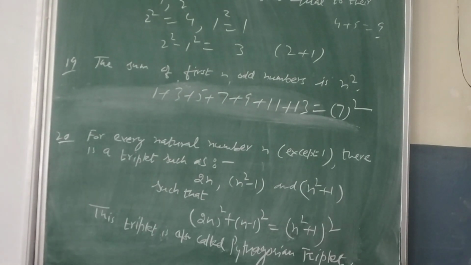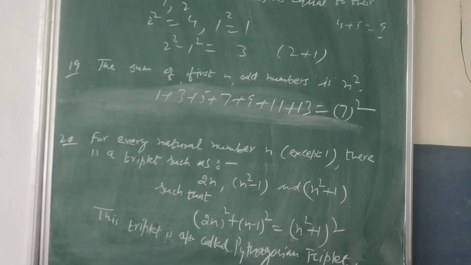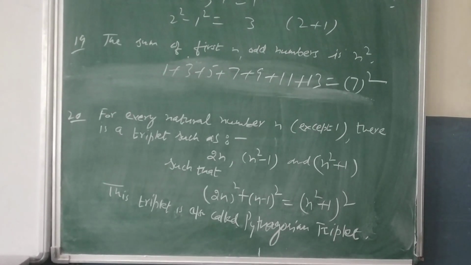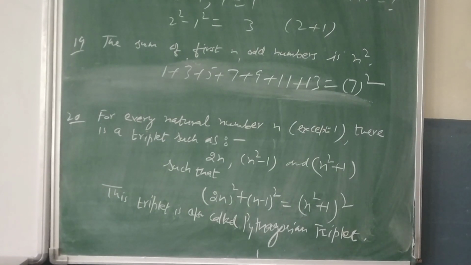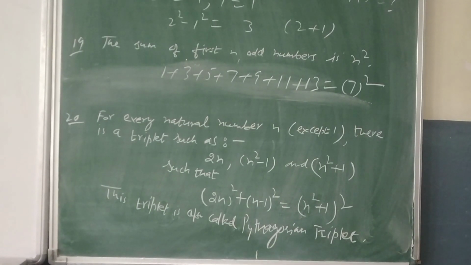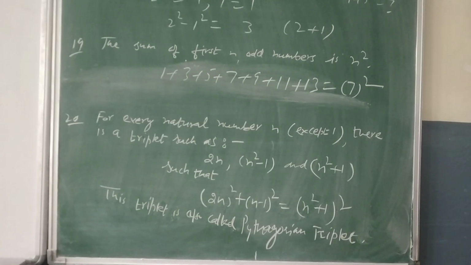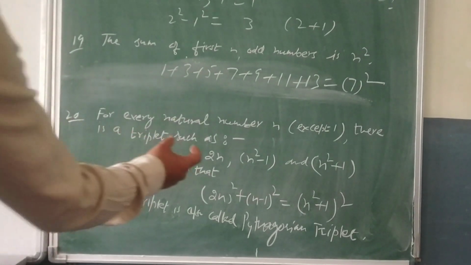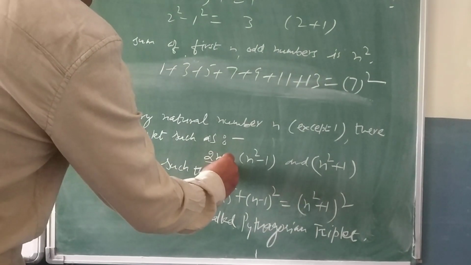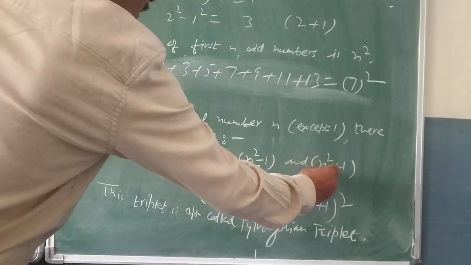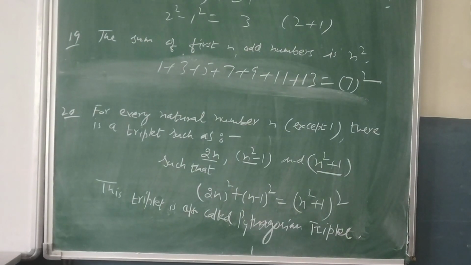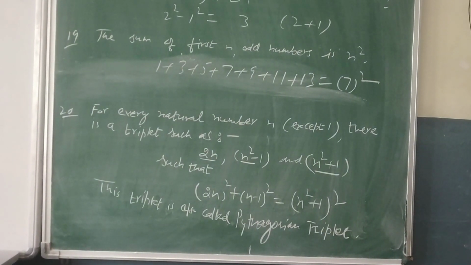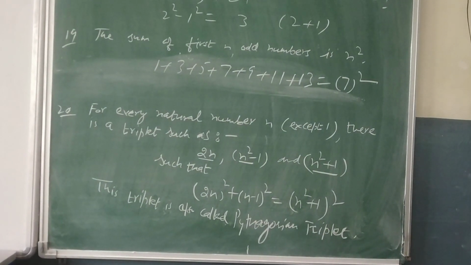That will be the sum of consecutive odd numbers. Then your last property, that is related to your Pythagorean triplet. For every natural number n except 1, that is the condition, except 1, there is a triplet. This you have to remember in the format of 2n, n square minus 1, and n square plus 1 as per the condition or the question in your textbook.